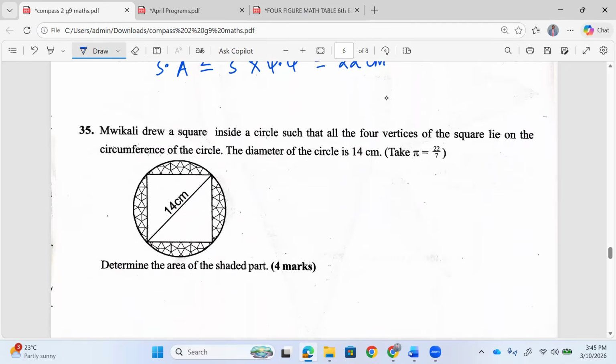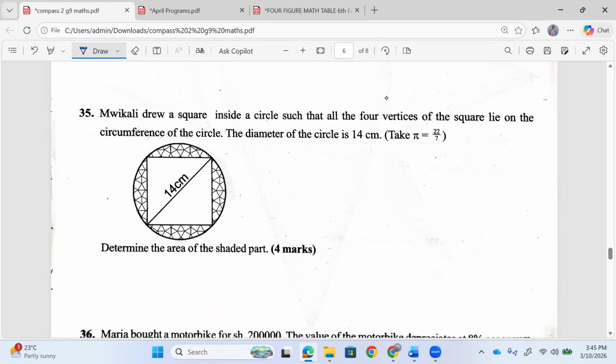We're checking number 35. Now we can draw a square inside a circle such that all the 4 vertices of the square lie on the circumference of the circle. Just as you can see in the diagram, the diameter of the circle is 14. Take pi as 22/7. Then determine the area of the shaded part. We need the area of the circle that is not inside the square. So we need circle minus square, the shaded part.